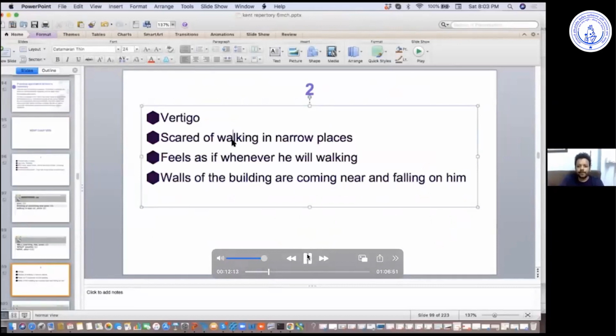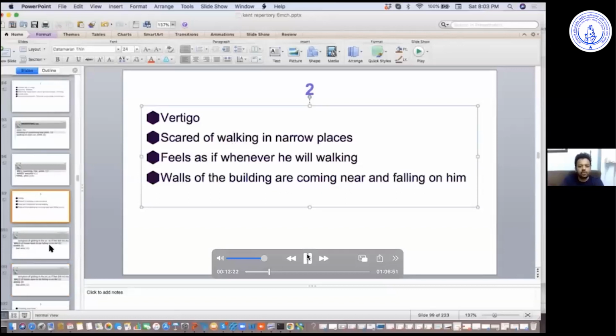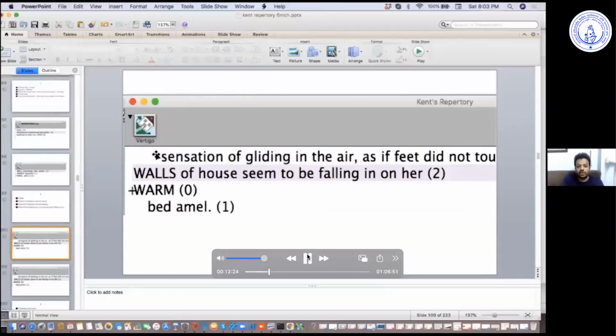So the symptom is vertigo, and they are scared of walking in narrow places. There are many rubrics, but the top rubric will be in the vertigo chapter: walls of house seem to be falling on her. Interesting, no? There are many more rubrics.